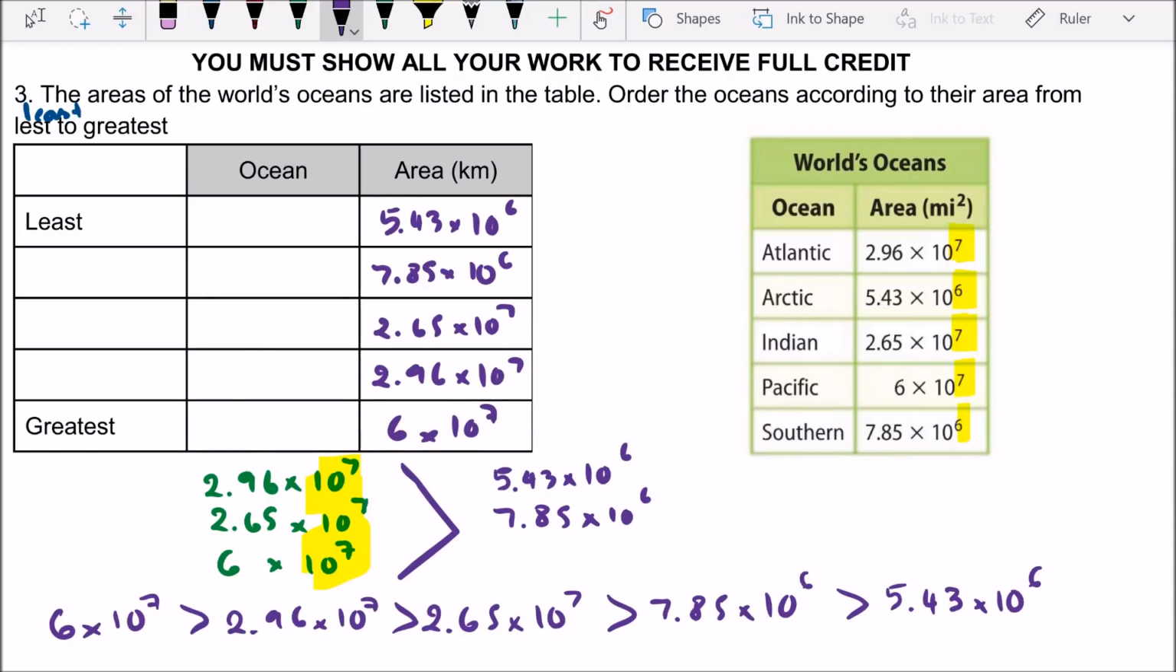Then we fill in the names. 5.43 is Arctic Ocean. 7.85 is Southern Ocean. 2.65 is Indian. 2.96 is Atlantic. And the last one is Pacific. Alright, so that's it for number 3.